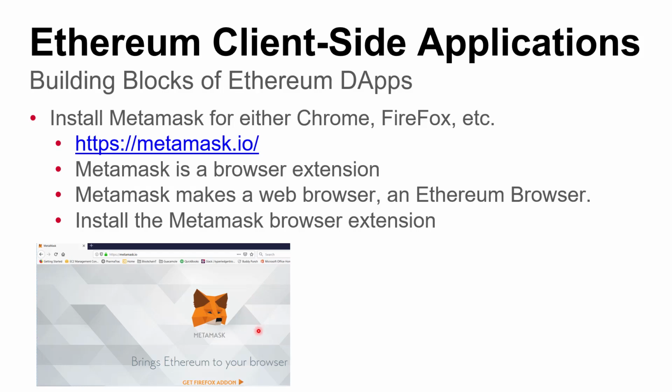We also need to install MetaMask. So MetaMask is a browser extension that allows our browser to interact with the Ethereum network or an Ethereum node. And it's going to work with Ganache the exact same way it works with any Ethereum node.